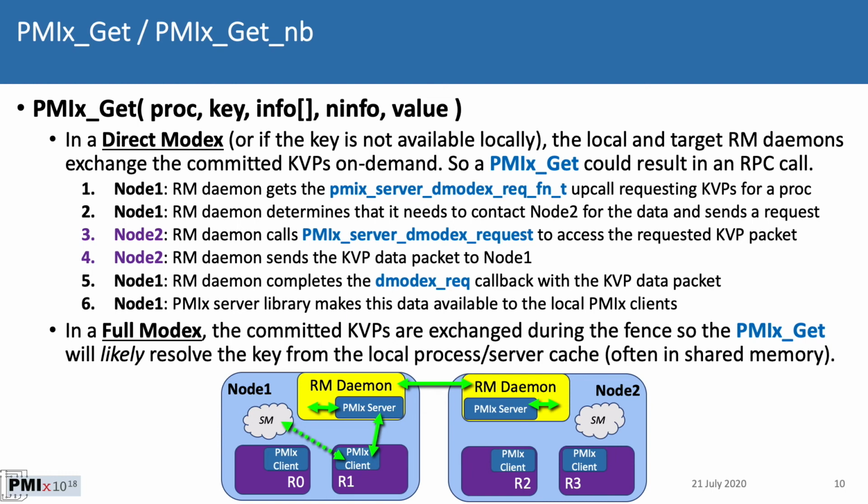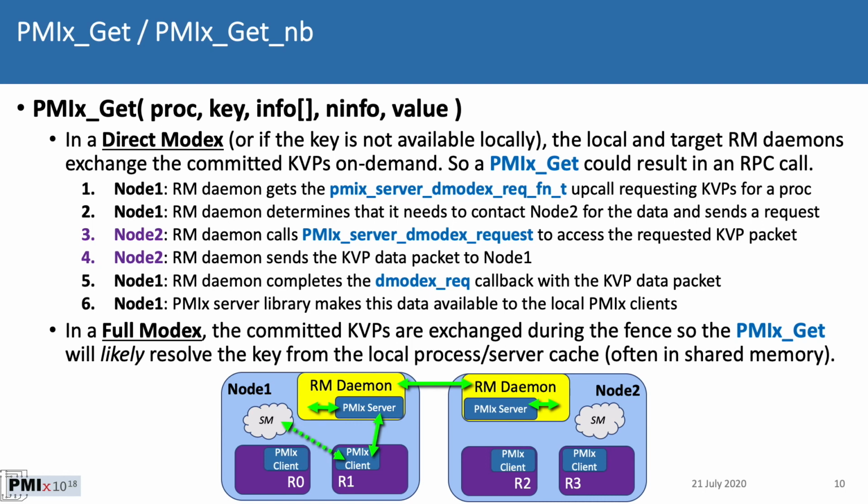So node 1's resource manager gets the dmodex request upcall, requesting the key value pairs for a particular process. Node 1 then determines that it needs to contact node 2, because maybe that's where that process is residing, and sends a request over to node 2. Node 2 receives the request out of band from the resource manager daemon. It then calls into its local PMIx server library using the PMIx server dmodex request call. This is really node 2's resource manager saying, give me the packet of information about this process. Once it has that packet, it'll send it back to node 1.